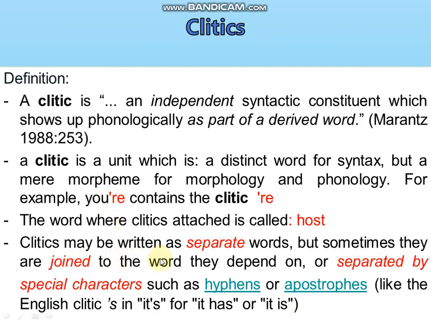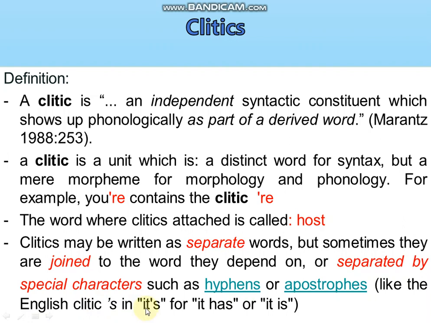Clitics may be written as separate words. Clitic bisa saja ditulis secara terpisah. But sometimes they are joined to the word they depend on. Tapi terkadang mereka gabung, menyatu dengan kata yang mereka ikuti, or separated by special characters, atau terpisah karena karakter khusus, contohnya hyphens, tanda penghubung, atau apostrophe, tanda koma di atas. For example, apostrophe s, it's.